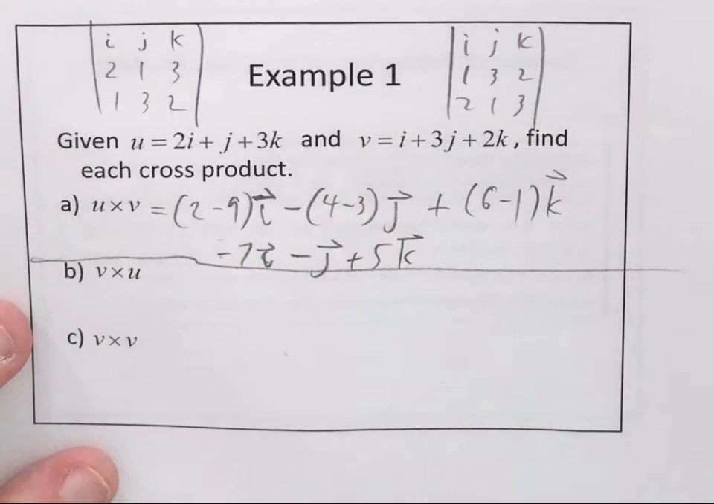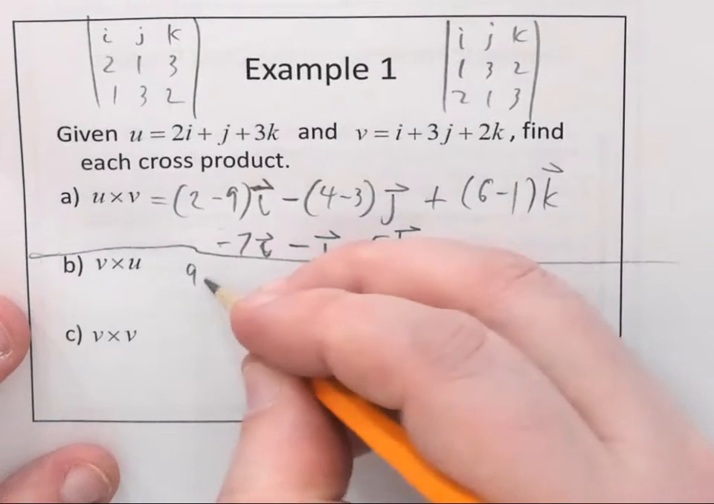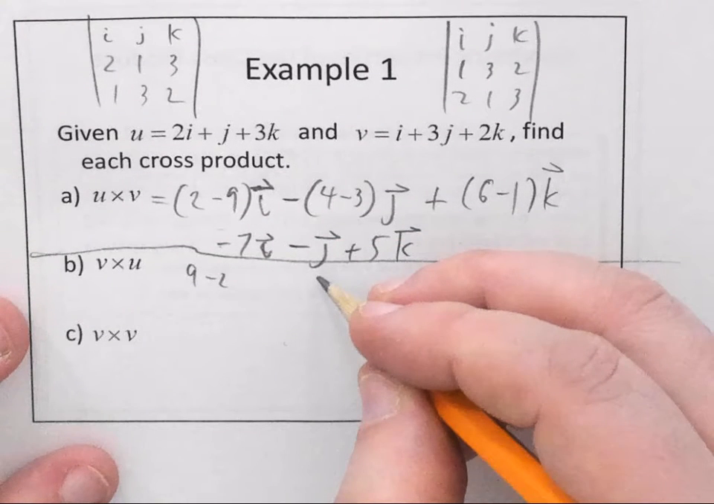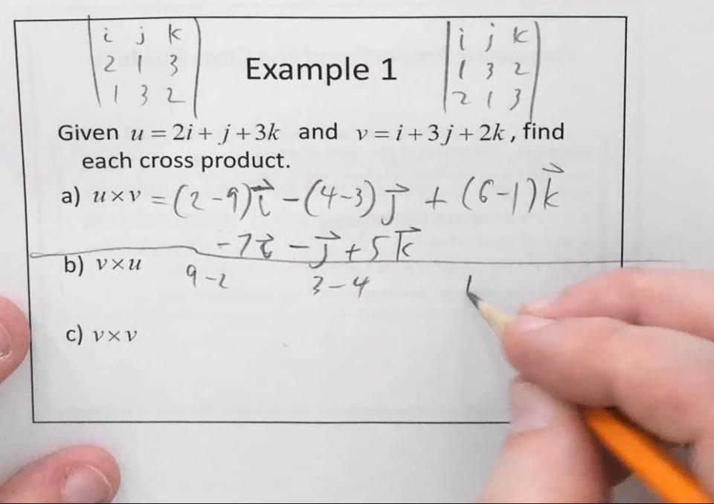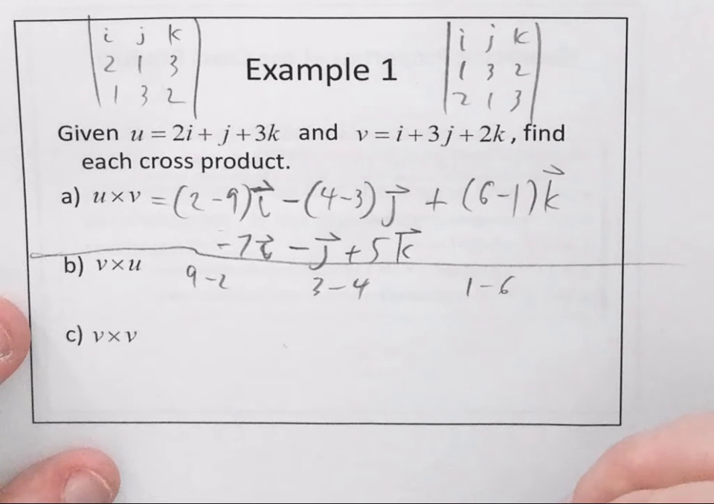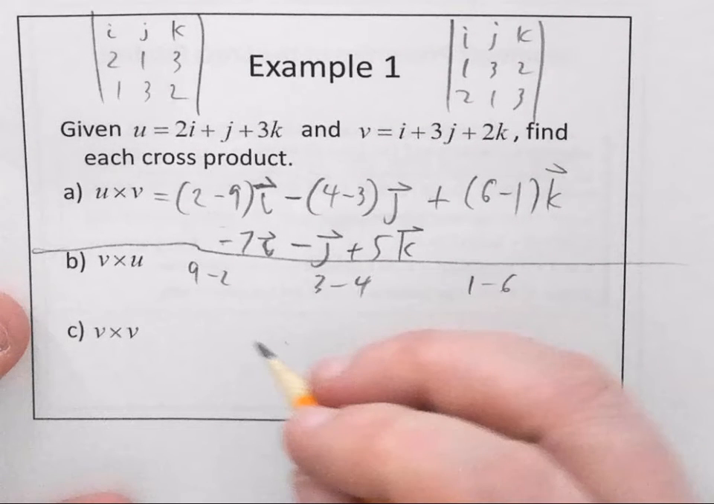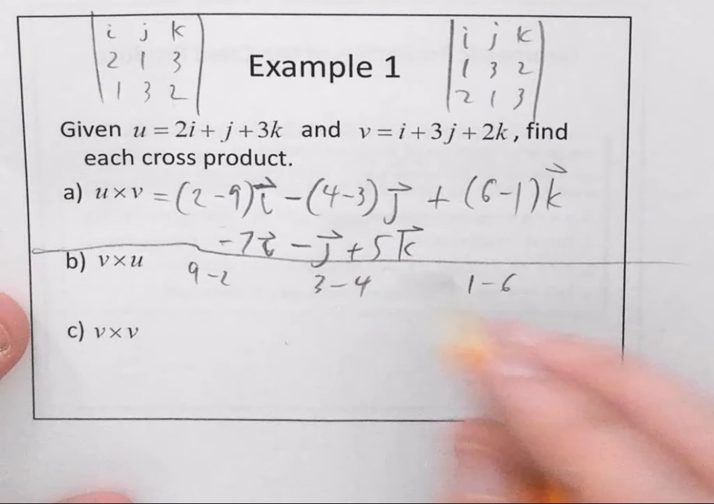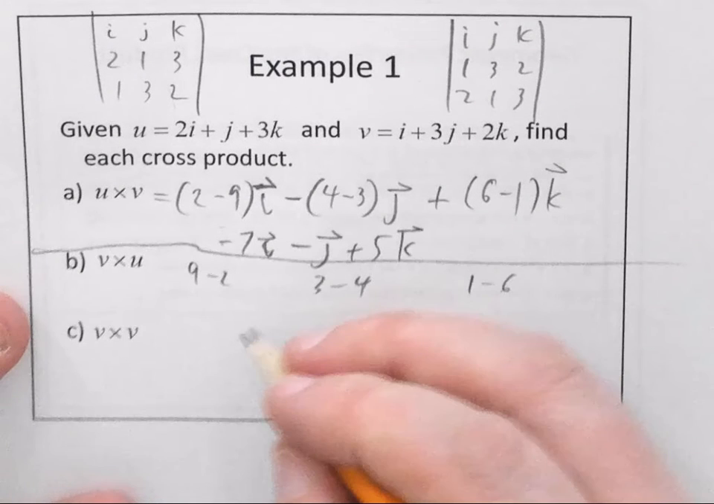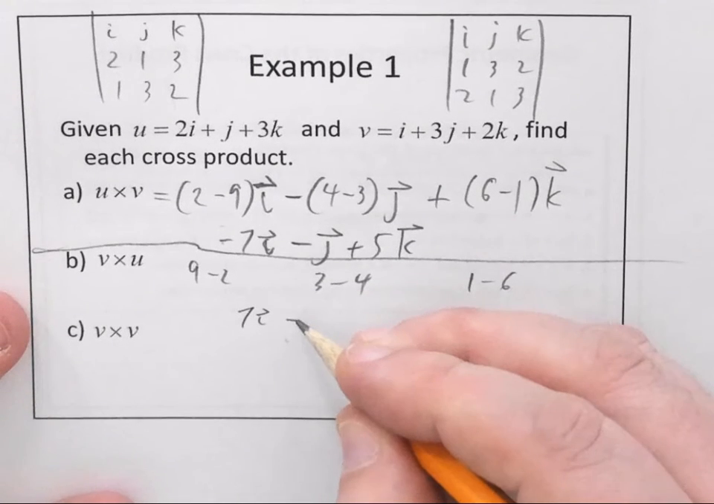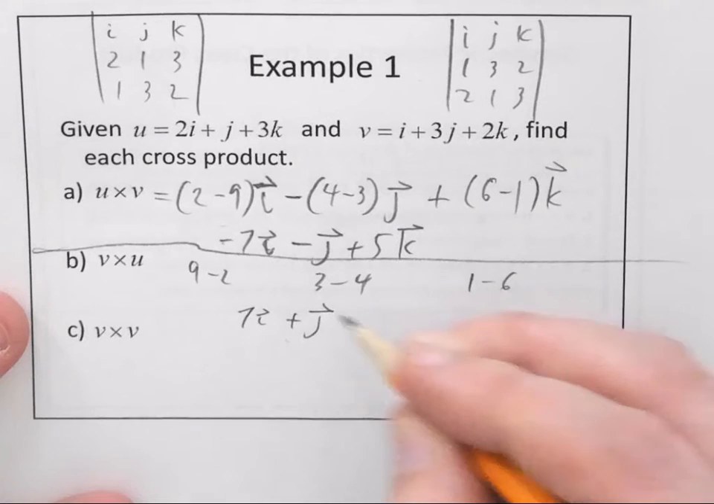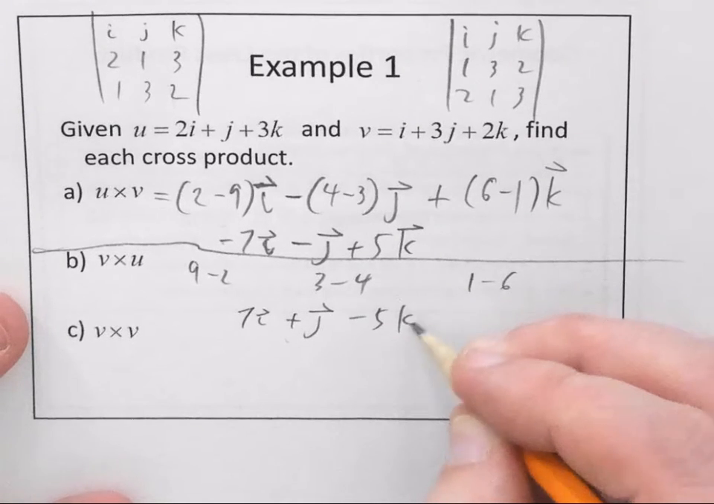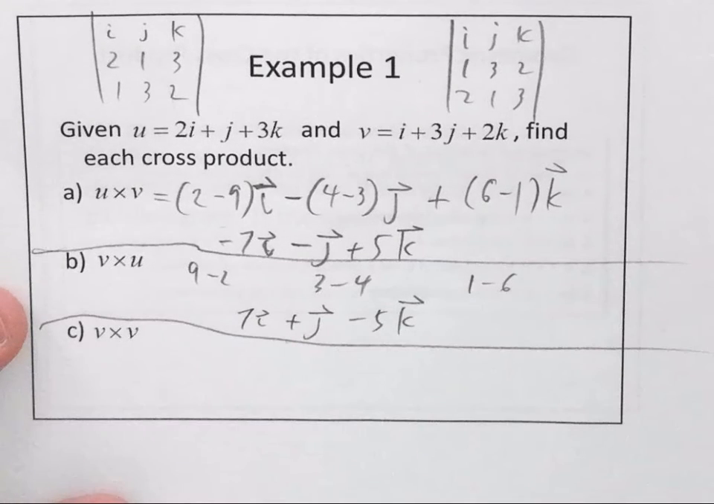Yeah, you're flipping the signs, because these positions are just swapping here. The diagonals are essentially switching places. So you have 9 minus 2, you have 3 and 4, and you have 1 minus 6. Okay? So when I do that, that's going to give me the same as this, just what's different? Signs. So I have 7i plus j minus 5k.